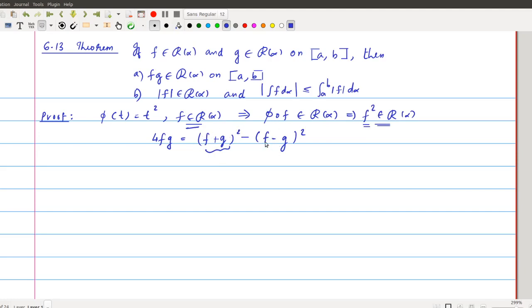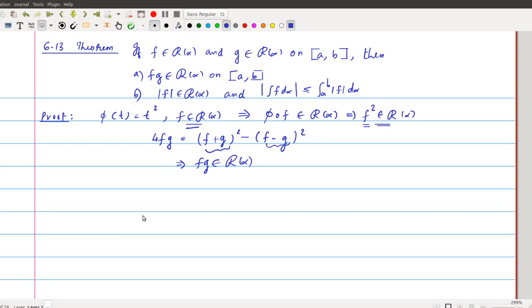Similarly, we have already shown that if g is integrable, then minus g is integrable. Therefore, f minus g is integrable, hence its square is integrable. So this is the difference of two integrable functions, which is also integrable. So 4fg is integrable, which implies fg is integrable, because 1 by 4 times 4fg belongs to R alpha. So this proves the A part.